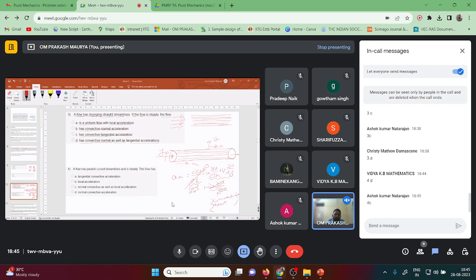For question number 4, Ashok is telling C. Here the steady term is there, so just think whether the local acceleration will be considered or not. Regarding that, I have a note, one slide, so I will show it. I am waiting for 1 minute.